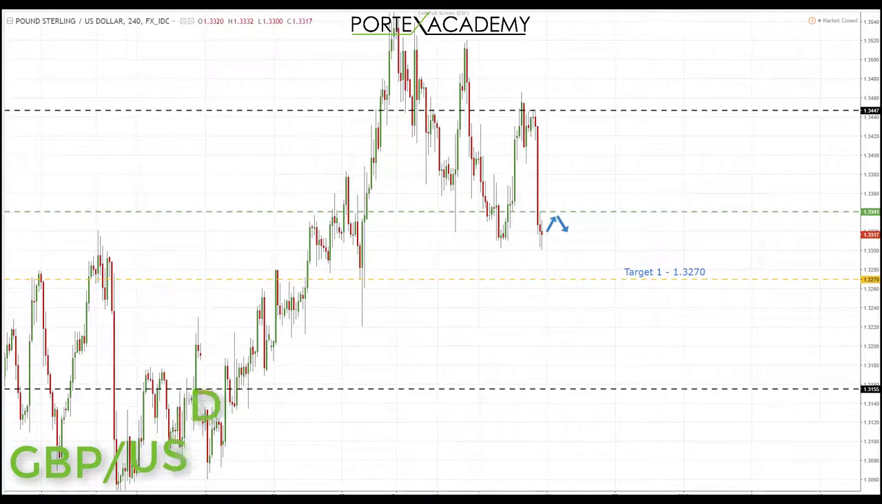Next, we have the pound dollar. Now, last week, we started the week having broken above and then back down below the key area of resistance of 1.3447. As a result, what we'd be looking for is a pullback. Now, we did get a pullback close to this level with this wick up here before looking for further declines, and we were looking back down towards the key area of support down here.